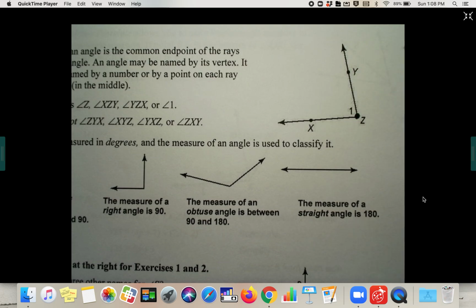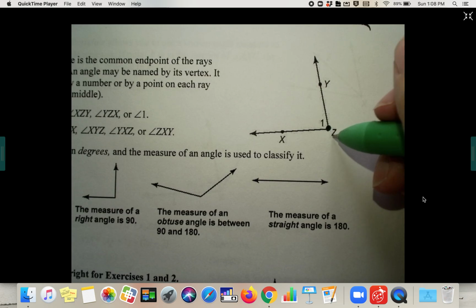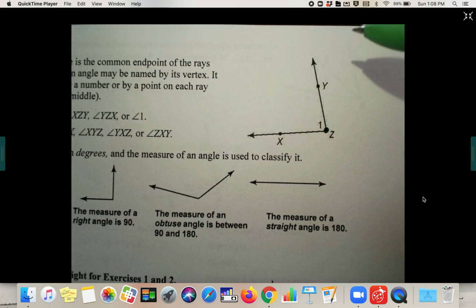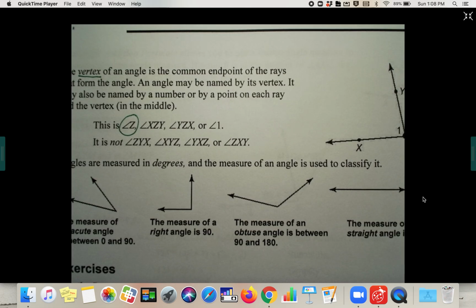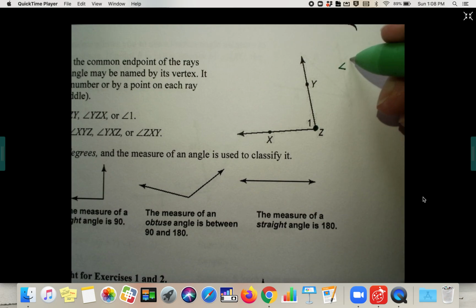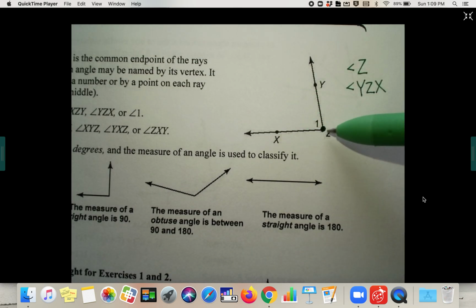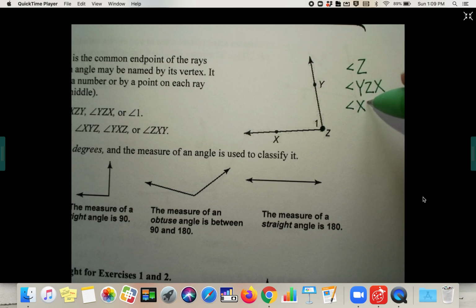Okay, there are some specific ways you can name angles. You can name it by its vertex. So angle Z. This is the symbol for angle. It looks like a less than sign, but that's how you write angle. So that's angle Z. Another way to name this angle is by going from a ray to the vertex to the other ray. So this could be angle YZX. Or you could go the other direction, angle XZY.